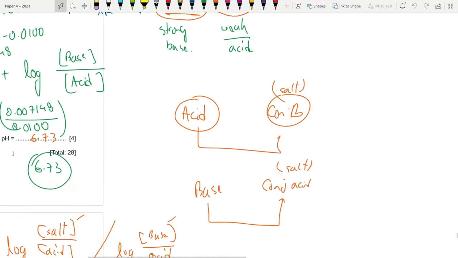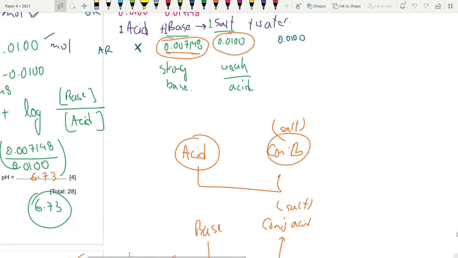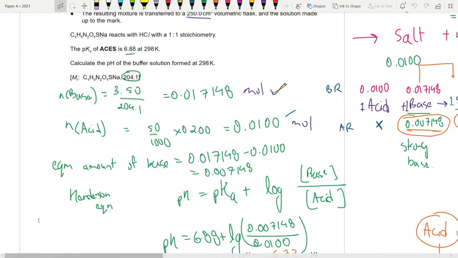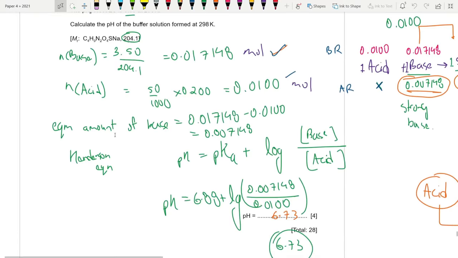Okay, so a buffer can be made in two ways. You can either have a weak acid and its conjugate base which is strong, like this example, or you could have a strong acid and its conjugate base which is weak. Suppose you had hydrochloric acid which is strong and a weak base like ammonium hydroxide or something.